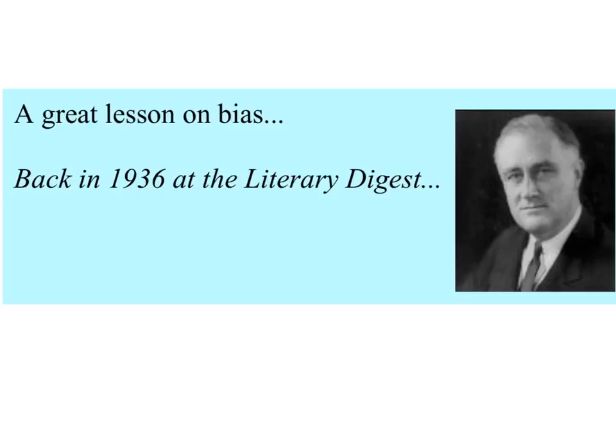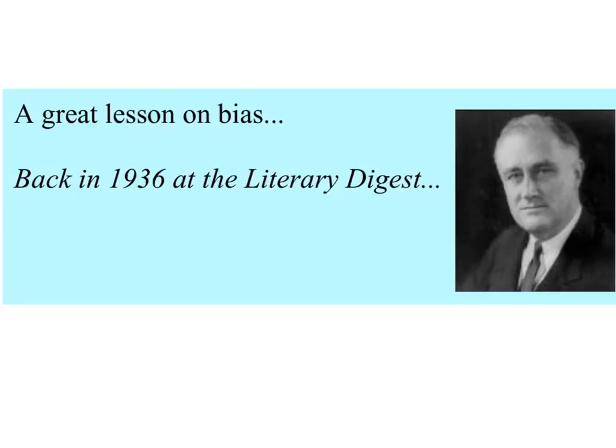So, one more lesson on bias, specifically undercoverage. Back in 1936, the Literary Digest was a magazine, and they conducted a poll amongst their readership about the presidential election. And overwhelmingly, Franklin Delano Roosevelt's opponent was favored to win. Overwhelmingly. So it came as a huge shock to this magazine and their readers when FDR won the presidential election.